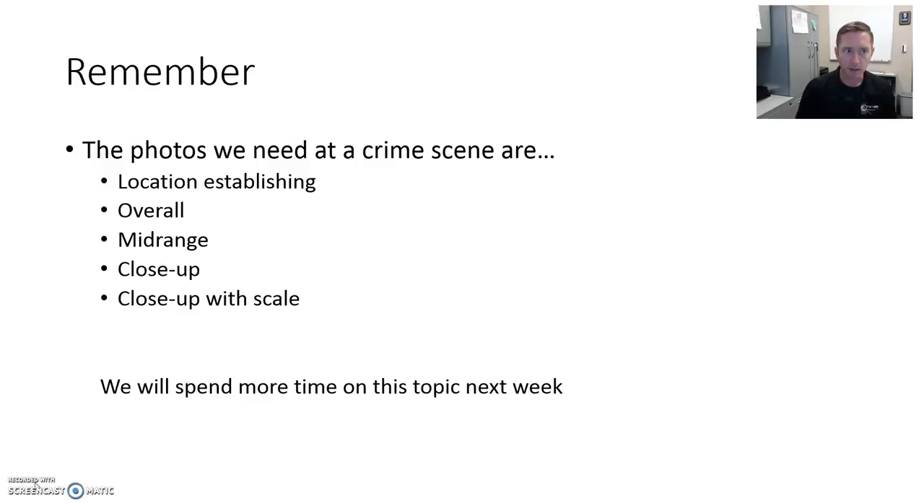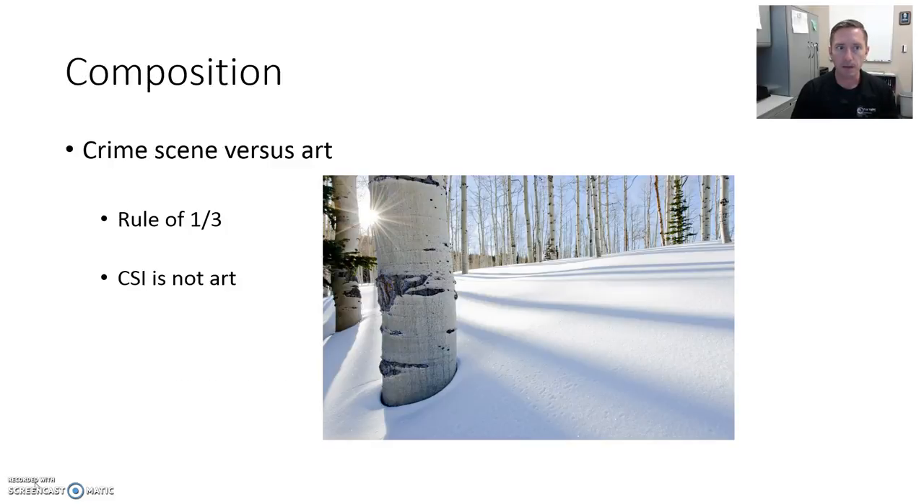So the idea here is, again, we have a couple different kinds of photos. Unfortunately, next week, the way the book is laid out and the way the logical progression works, we'll learn a little bit more about overall, mid-range, close-up with scale. But first, we have to actually understand how to compose a picture. So you're going to have a blending here, and you already should have been exposed to these topics before. Now, as it relates to composition, we are not doing art.